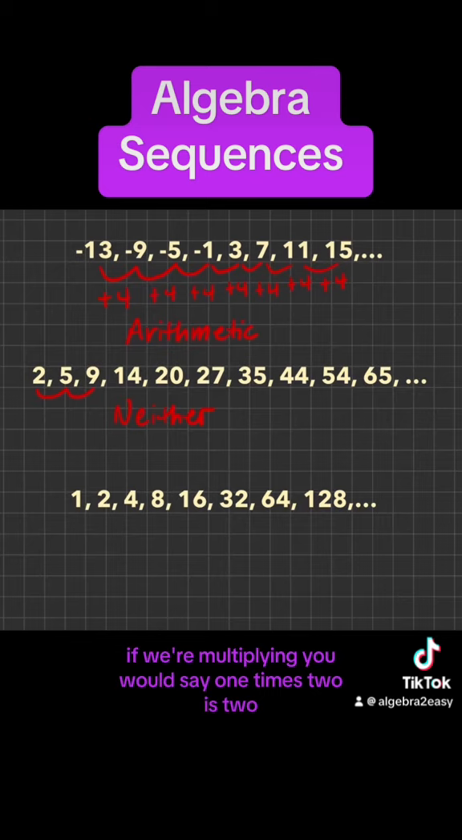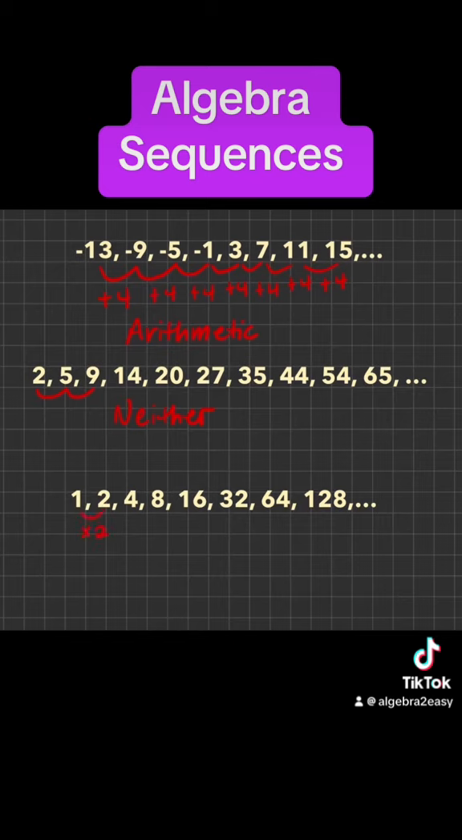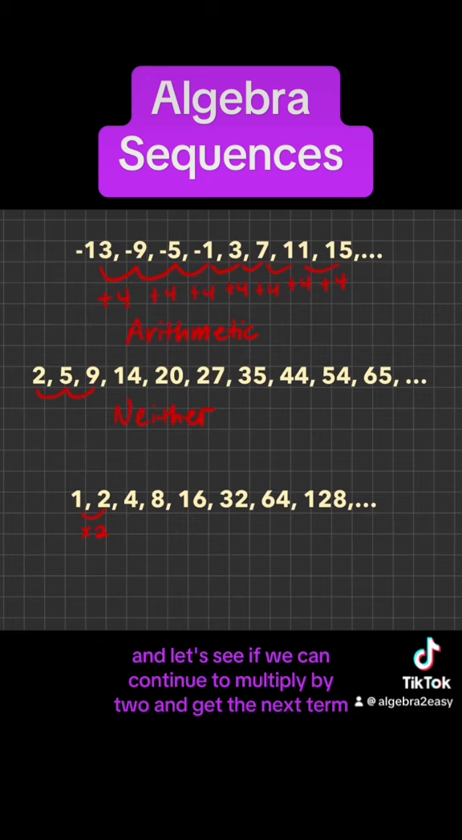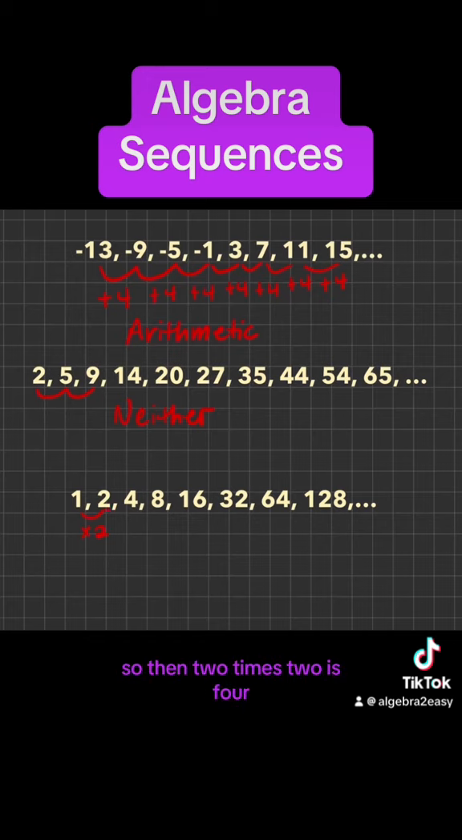If we're multiplying, you would say 1 times 2 is 2. And let's see if we can continue to multiply by 2 and get the next term. So then 2 times 2 is 4. So that's looking good. 4 times 2 is 8. 8 times 2 is 16. 16 times 2 is 32. 32 times 2 is 64. And then 64 times 2 is 128. So since we're multiplying, then that means that my sequence is geometric.